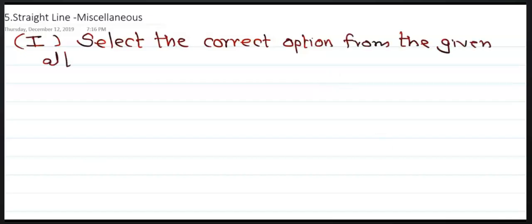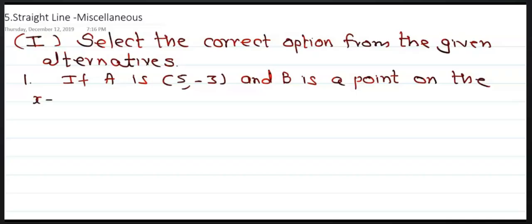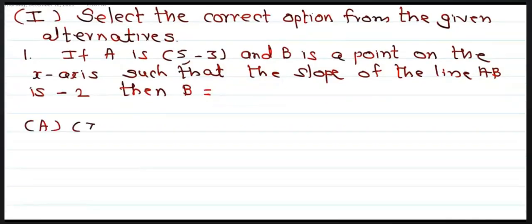First question, select the correct option from the given alternative. If A is (5, -3) and B is a point on the x-axis such that the slope of line AB is -2, then B is equal to.